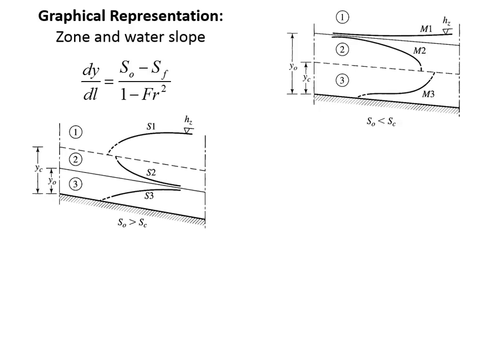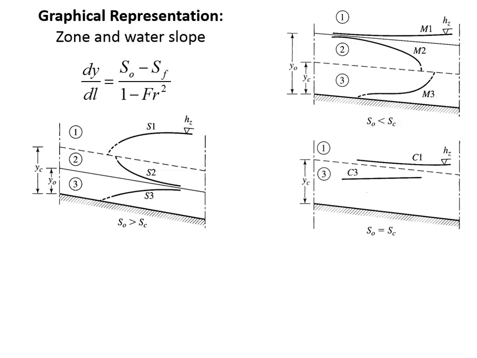Here is a depiction of an S1, S2, and S3. You can see from the slope of the black line whether it's getting deeper in the direction of flow or shallower in the direction of flow. Here is the S profiles. There is no S2.